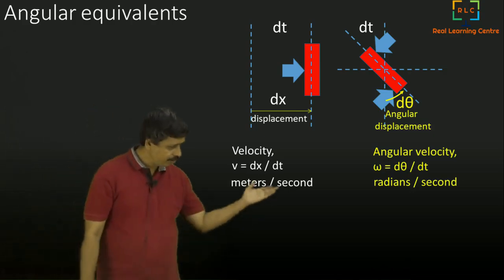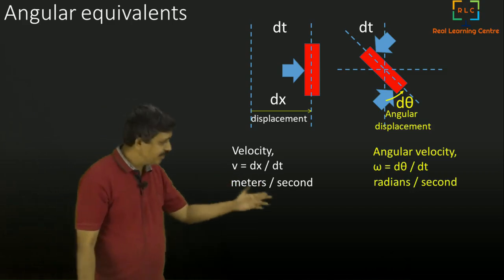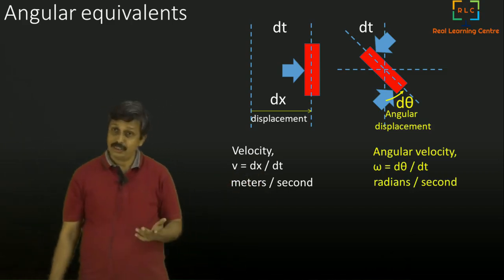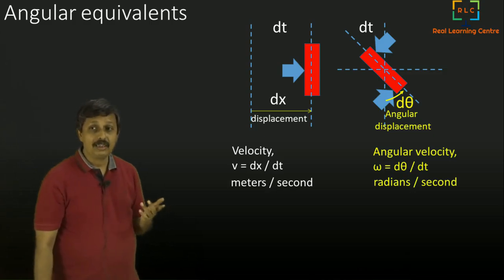But don't worry, this is actually just a symbol. So go with basically W. Instead of reading this W, read it as omega. Omega is equal to d theta by dt, so radians per second.